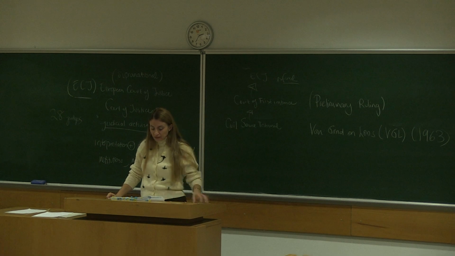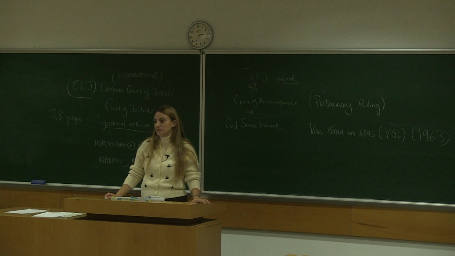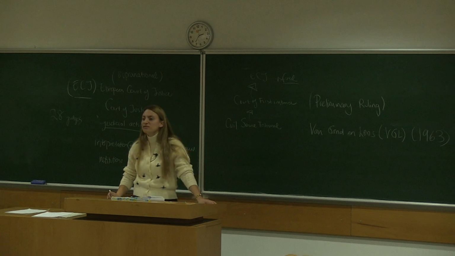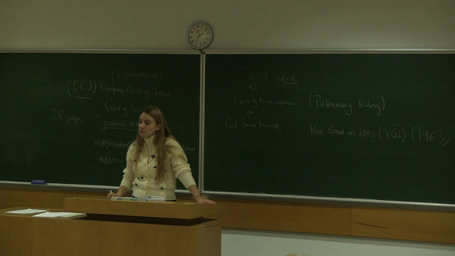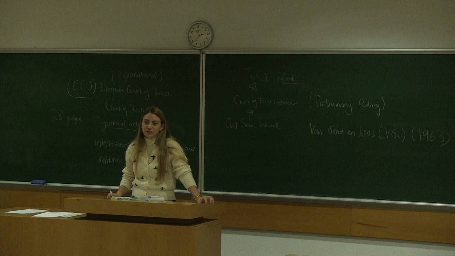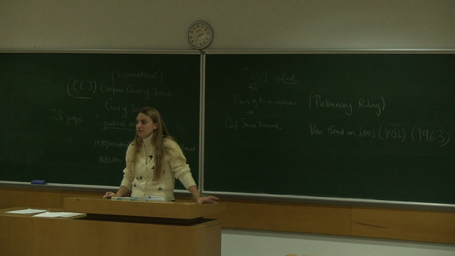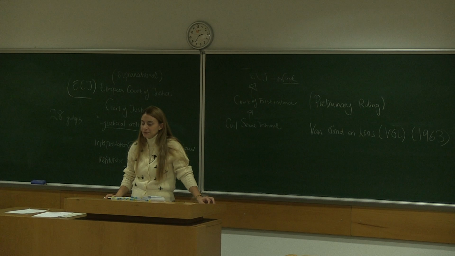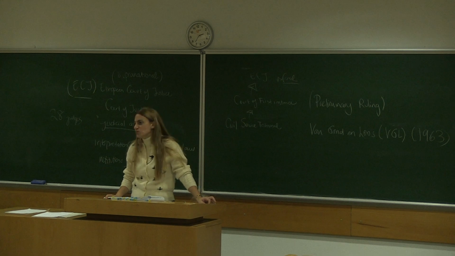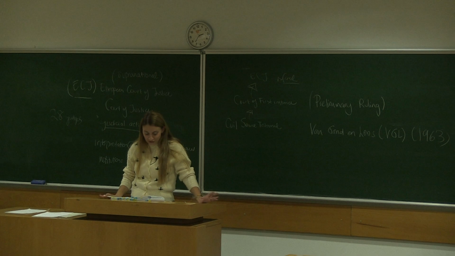Van Gend en Loos is a company that imported a chemical substance from Germany into the Netherlands. So you don't have to remember the details of this case. What you have to remember is that the date of the case, basically the year of the case, is quite important. The name of the case is important, and the consequences of the case. So what kind of implications the decision of the case has made. But you don't have to remember the details, so please don't write it to me. I don't have to know, I know it already.